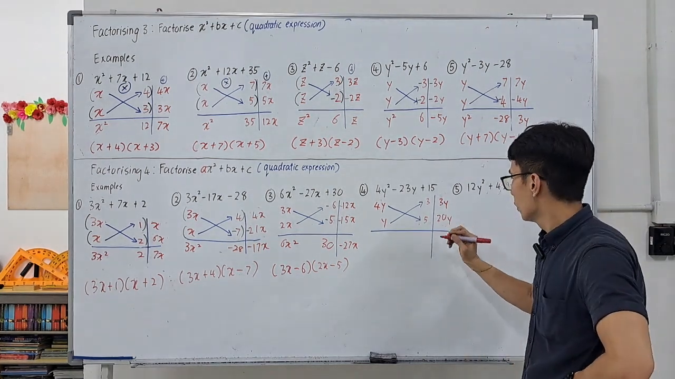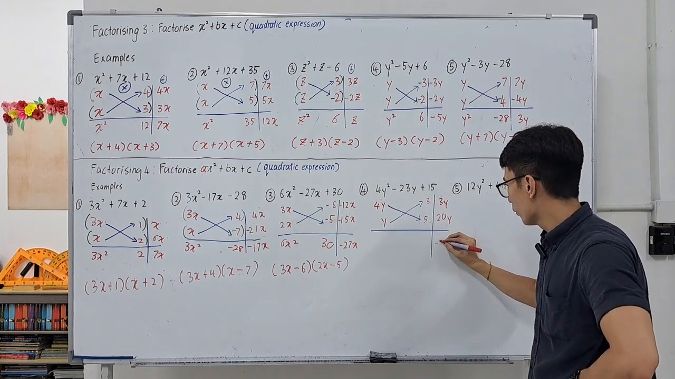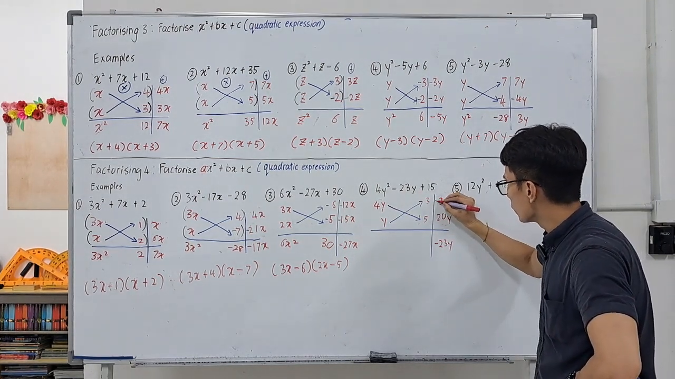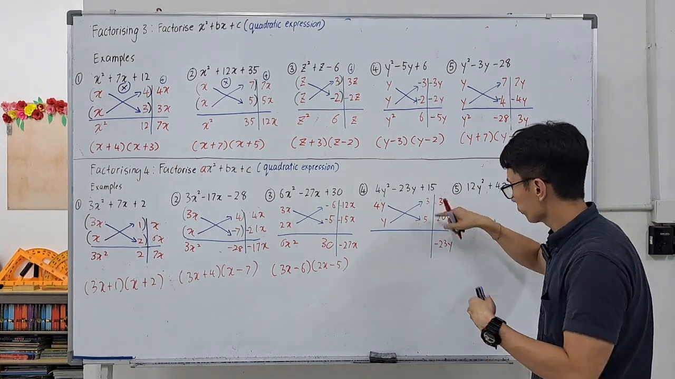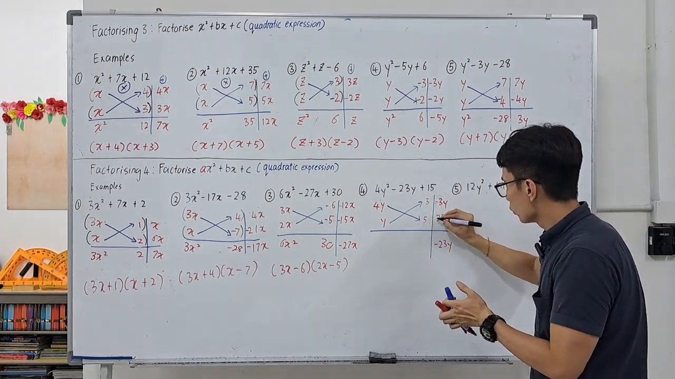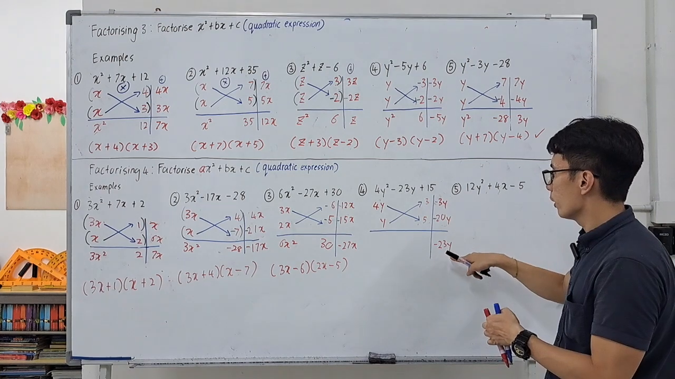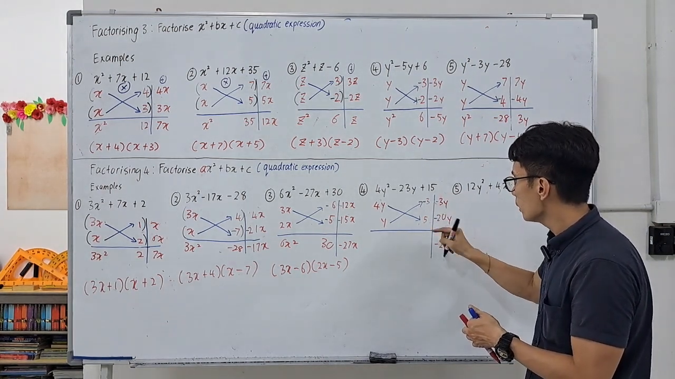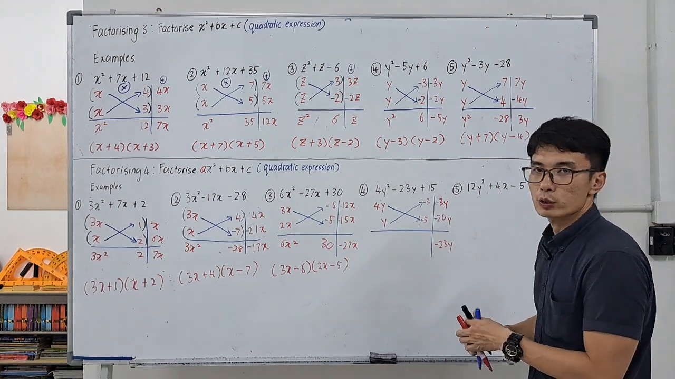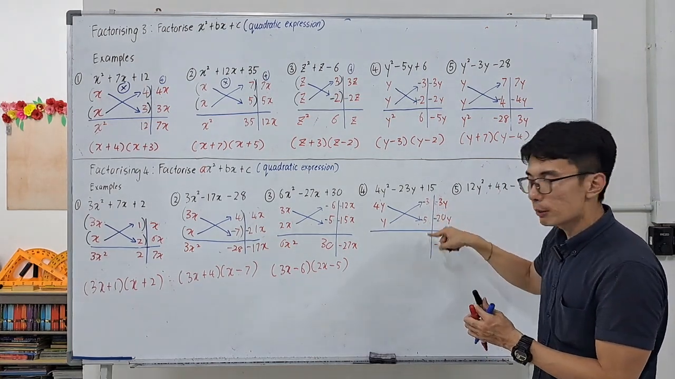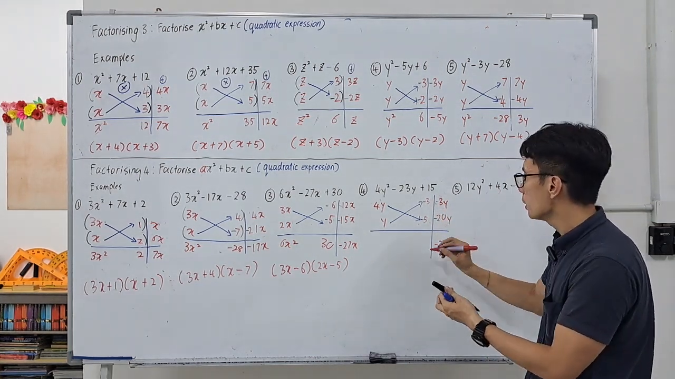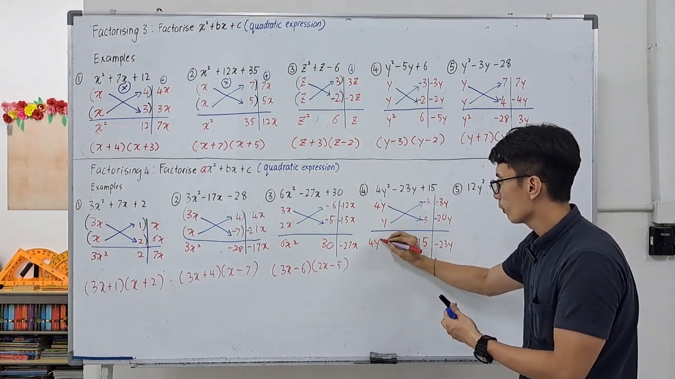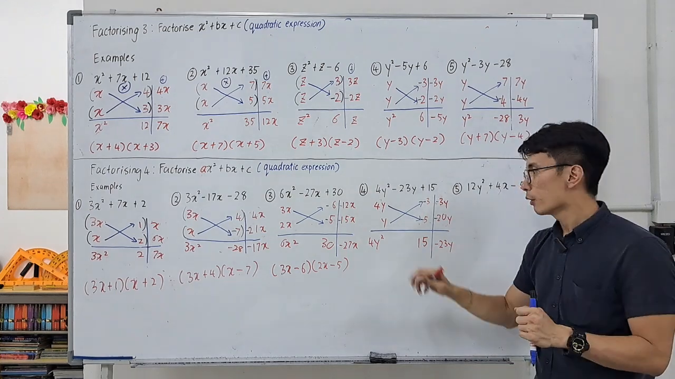But the thing is, I want to have negative 23y. So we know that this guy has to be negative and this guy has to be negative as well. That will give us negative 23y. If this guy is negative, this 3 has to be negative and this 5 has to be negative as well. Which is true enough: negative 3 times negative 5 gives me 15, and this guy gives me 4y squared. Done, right? Can you see?